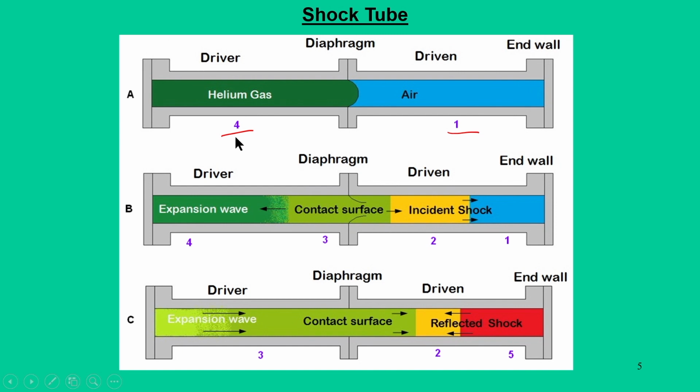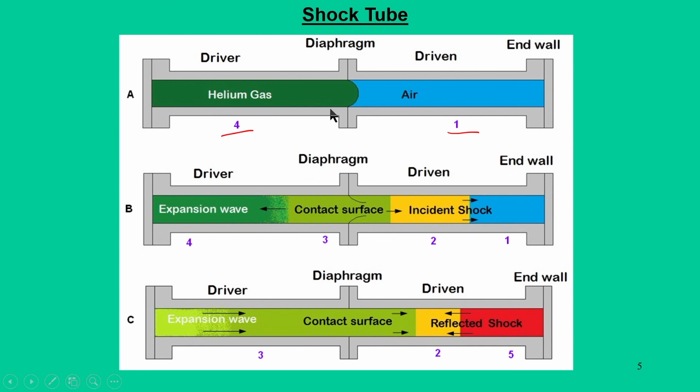Here I need to emphasize that these are the standard notations followed in almost all the books. Although we can give different numbers, when we refer to any of the books, these standard conditions are always ensured. So, condition 1 means the initial condition of the driven gas. Condition 4 means the initial condition of the driver gas. By initial condition, I mean initial pressure, initial temperature, initial density, molecular weight of the gas, all these are the initial conditions.